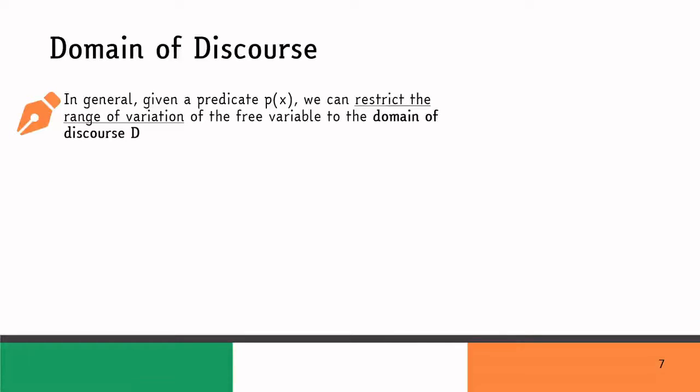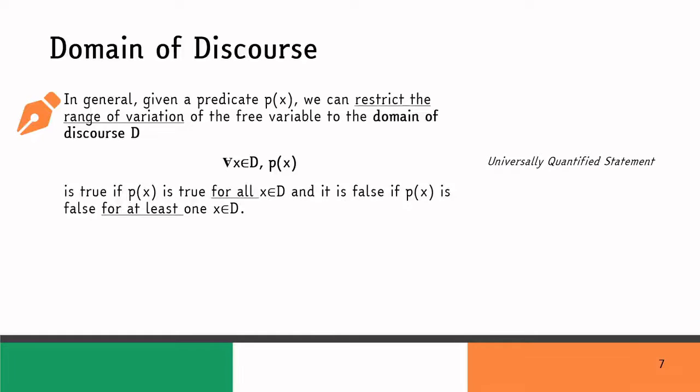In general, given a predicate p of x, we can restrict the range of variation of the free variable to the domain of discourse D. Mathematically, this is stated by the expression "for all x belonging to D, p of x." This is again an example of a universally quantified statement, although restricted to the domain D. This statement would be true if p of x is true for all values of x belonging to the domain D. Also, this statement would be false if p of x is false for at least one value of x belonging to this domain.